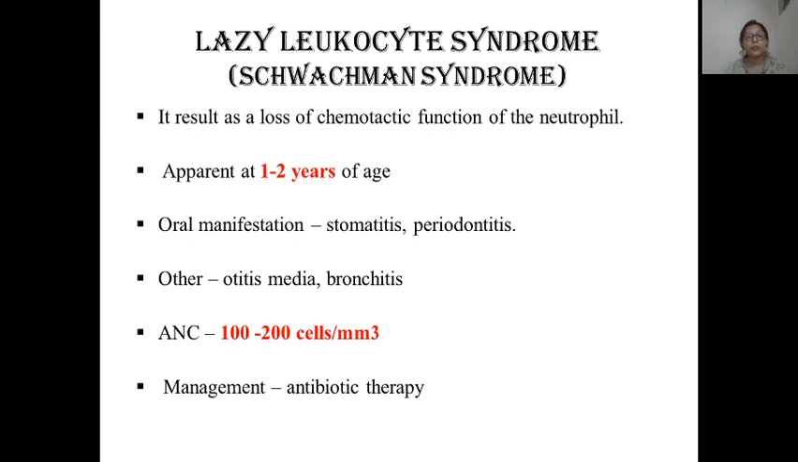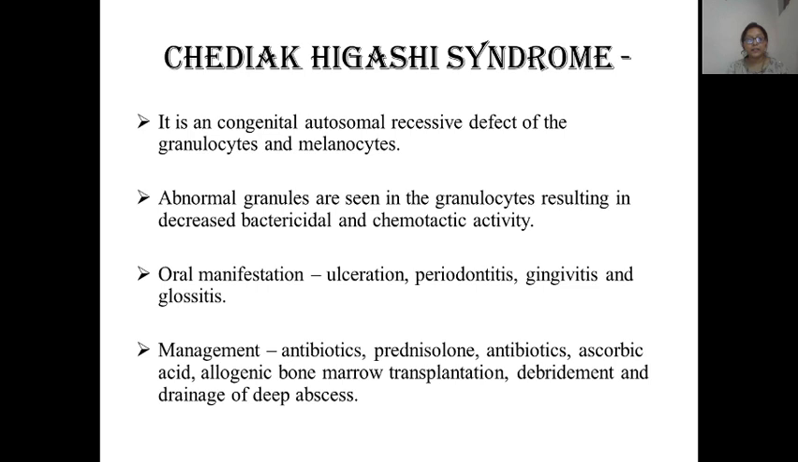It is apparent in 1 to 2 years of age and oral manifestations seen are stomatitis, periodontitis, and other manifestations are otitis media in the ear, bronchitis, and it has an absolute neutrophil count of 100 to 200 cells per mm cube, and the management can be antibiotic therapy.